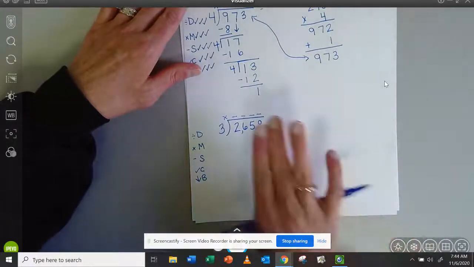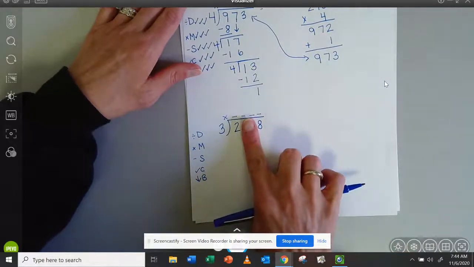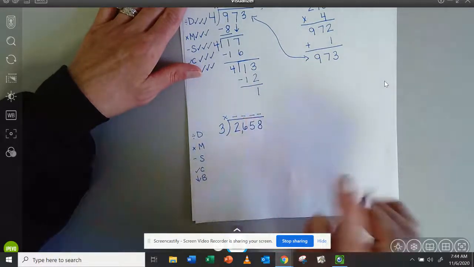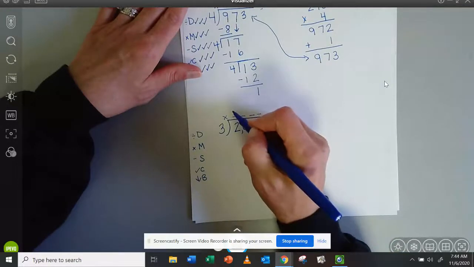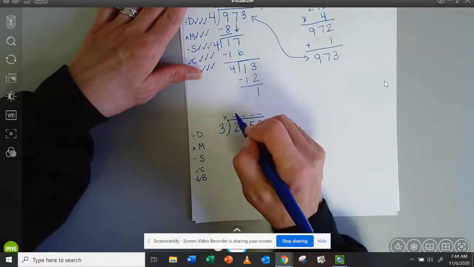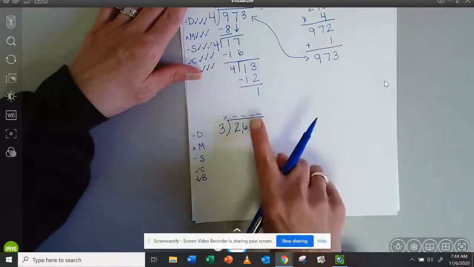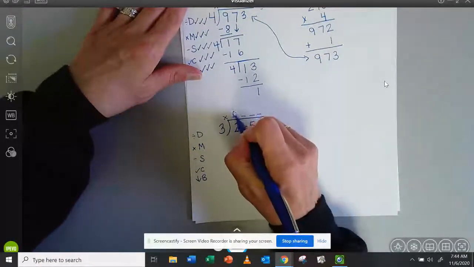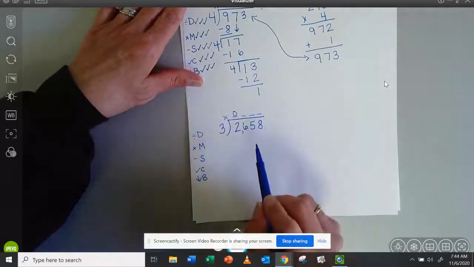Okay. Let's take a look. If I have 2, how many groups of 3 can I make? That's right. I can't make any groups of 3 there. So I can put a 0 on here on this line, or you can skip it and move over and look at 26 then. Some kids like to put a 0 on here and then go through the steps. And I'm going to do it that way just to show you.